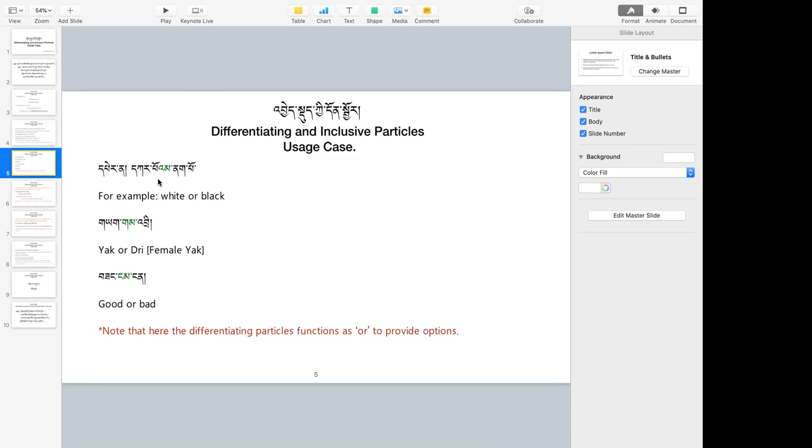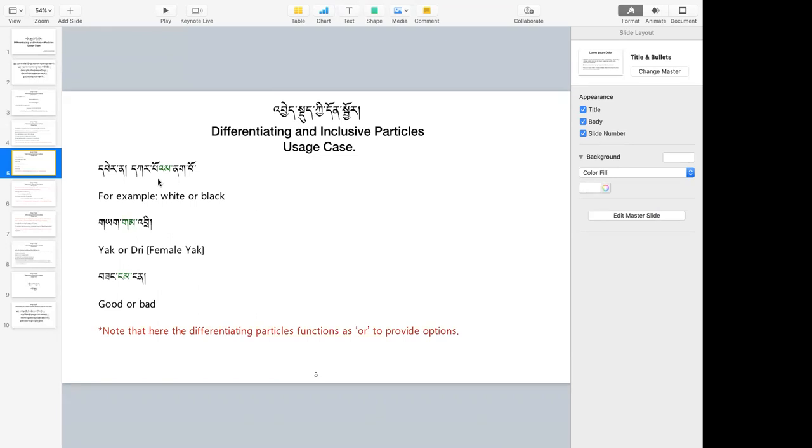So in this particular usage case, we find that the particle, the differentiating particle, functions as or. Rather than comma, it functions as an or, providing an option. Okay, white or black, it's an option. Yak or d, it's an option. Good or bad, it's an option.